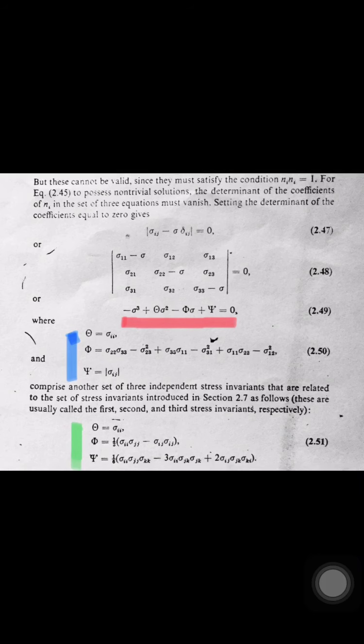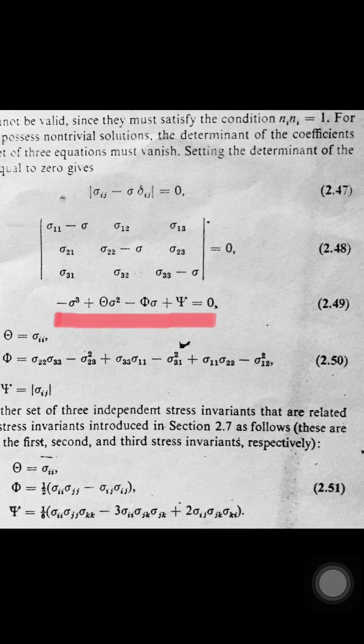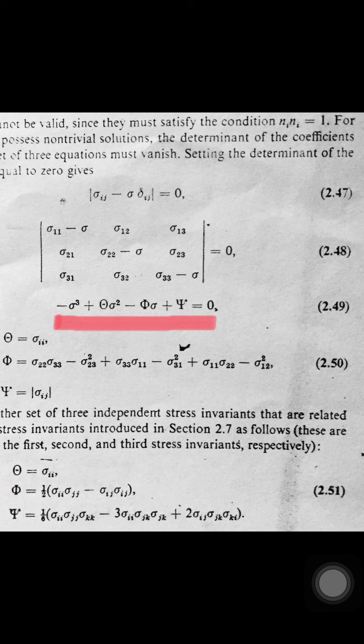That becomes 2.48. Now 2.49, when we open this determinant, where we have some notation used here: minus sigma cube, because all the diagonal terms have minus sigma, so on multiplying this we get minus sigma cube plus theta_h sigma square minus phi sigma plus psi equals 0. This is a cubic equation.